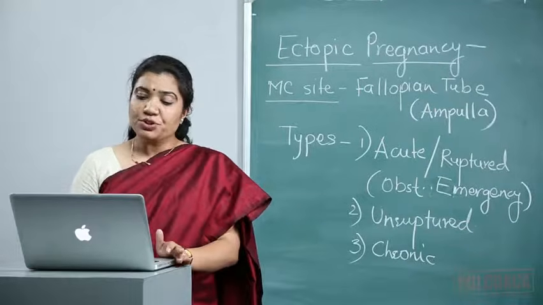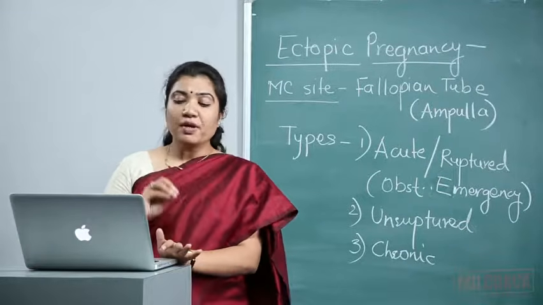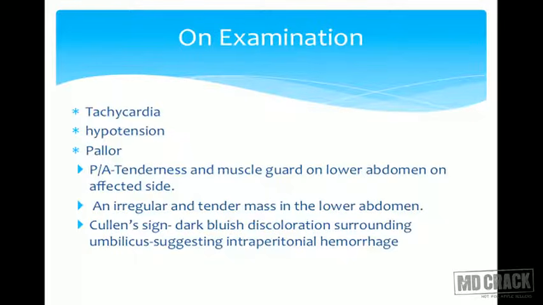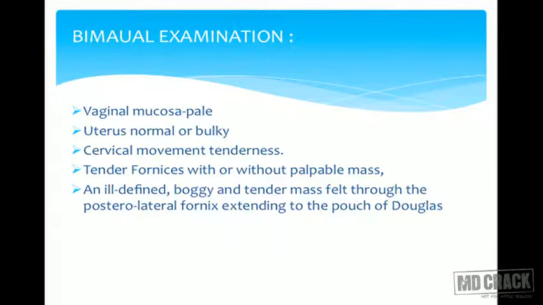On PV examination, you will feel irregular or tender mass. Cullen sign is dark bluish discoloration around the umbilicus, which suggests intraperitoneal hemorrhage. So this sign, please remember. On PV examination, vaginal mucosa would be pale, uterus would be normal or just bulky, it would be soft, cervical movement would be tender. This is classical of ectopic and PID.